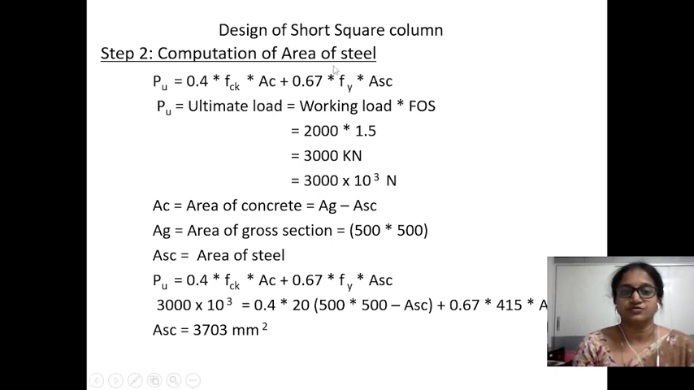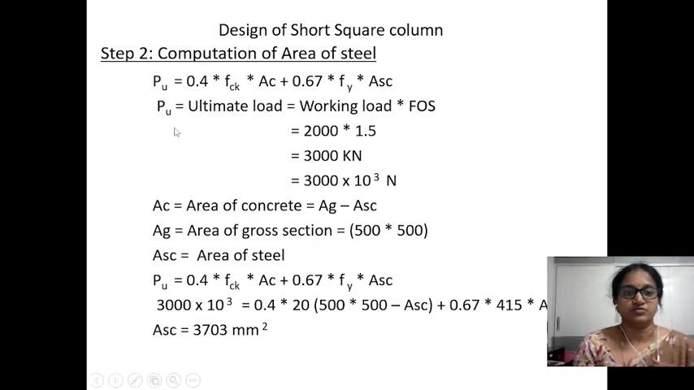Computation of area of steel. With this formula we can calculate the area of steel. Pu is equal to 0.4 into fck into area of concrete plus 0.67 into fy into Asc.